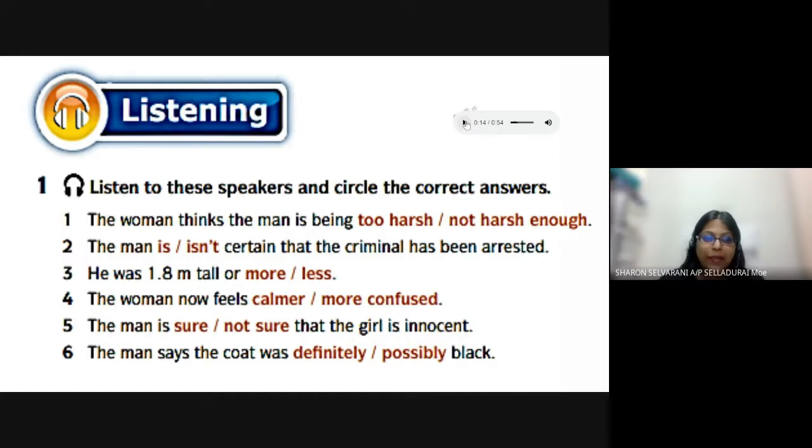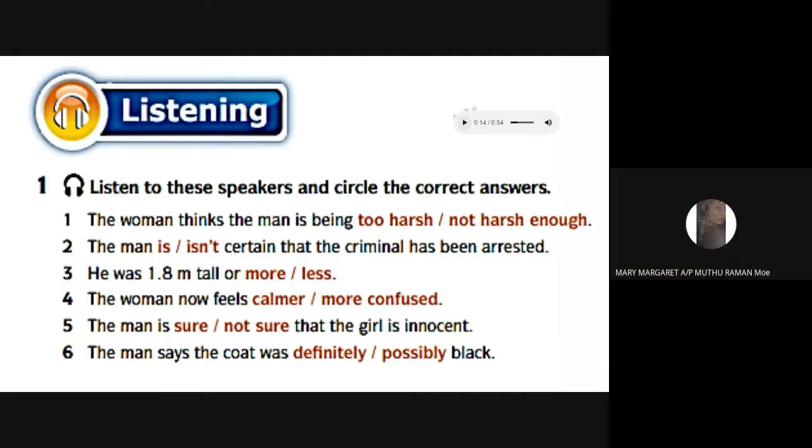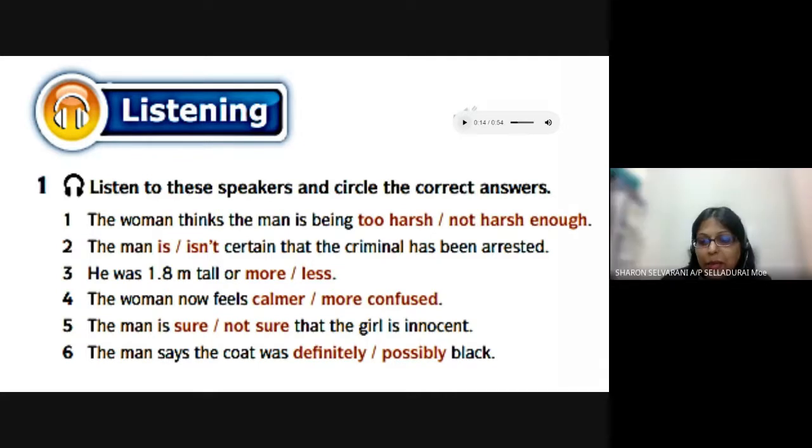So what do you think? The woman thinks the man is being too harsh or not harsh enough? Too harsh. Let's check our answer. Yes, too harsh. So let's look at number 2.